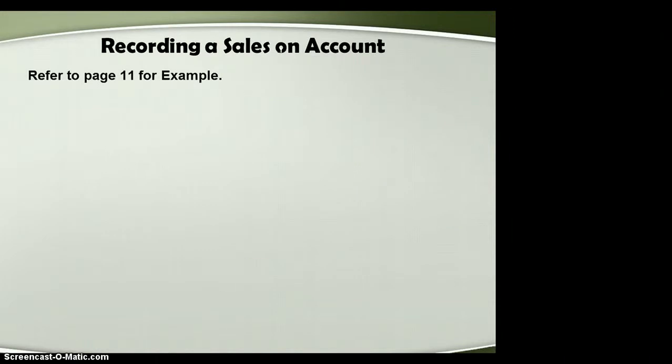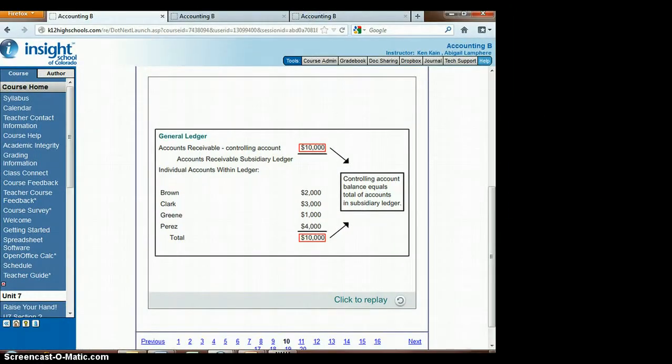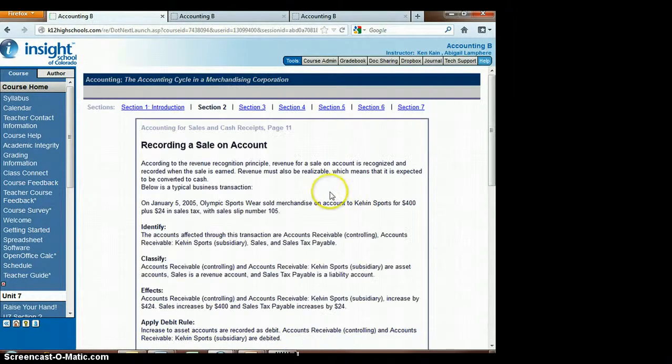Okay, I wanted to keep that up here. So when we're recording, let's get this back up and look at page 11. Here's an example of recording a sale on account. We are used to recording a sale as just sales revenue and maybe accounts receivable, or cash if they were paying with cash. Now that we have this subsidiary account in the mix, plus sales tax, we're going to be working with several different accounts just on one sales transaction.